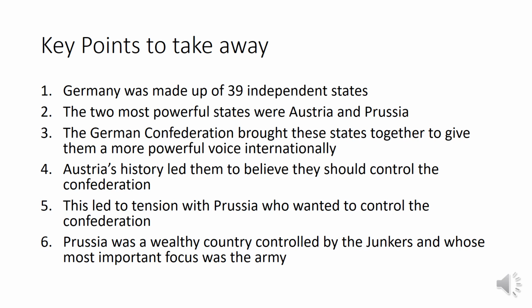So, what are the key points I want you to take away from this lesson? Number 1. Germany was made up of 39 independent states. Number 2. The two most powerful states were Austria and Prussia. Number 3. The German Confederation brought these states together to give them a more powerful voice internationally. Number 4. Austria's history led them to believe that they should control the Confederation. Number 5. This want for control led to tension with Prussia, who also wanted to control the Confederation. And finally, number 6. Prussia was a wealthy country controlled by the Junkers, and whose most important focus was the army.